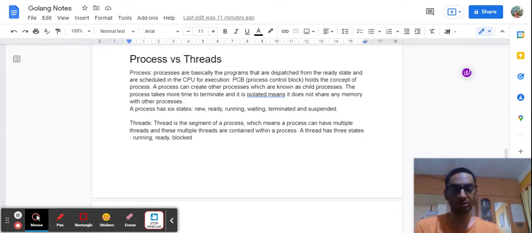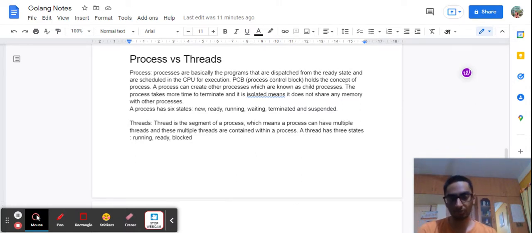So, a process control block holds all information about a process. It holds all the metadata about a process. So, it holds the concept of a process control block, or a PCB. A process can create many other processes as well, and those processes are known as child processes. In your Unix system, using the fork system call, you can create multiple child processes.